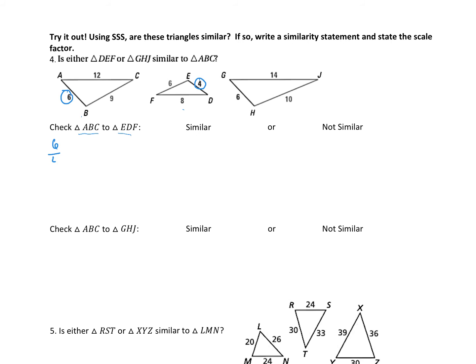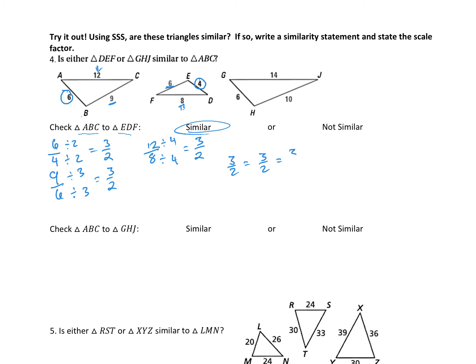So 6 over 4, divide both by 2 to reduce. So this gives me 3 over 2. Let's do the next one, 9 and 6. So 9 over 6, divide both by 3. This gives me 3 over 2. So far, so good. And then my last one, 12 and 8. 12 over 8, divide both by 4. This gives me 3 over 2. So these are similar because 3 over 2 is the same as 3 over 2, which is the same as 3 over 2.